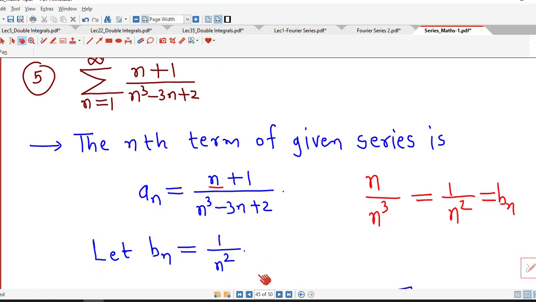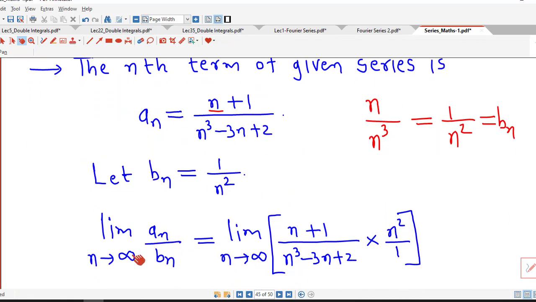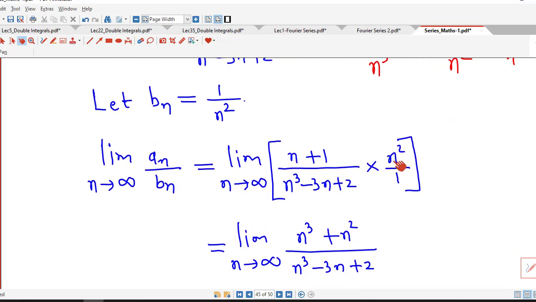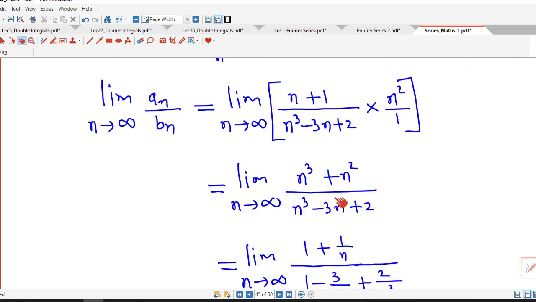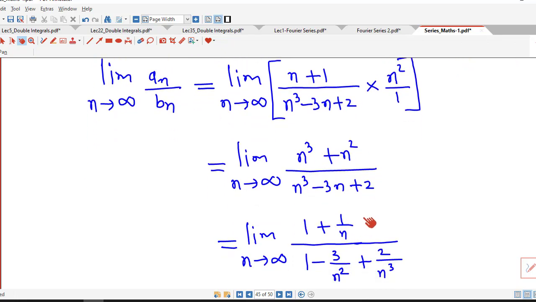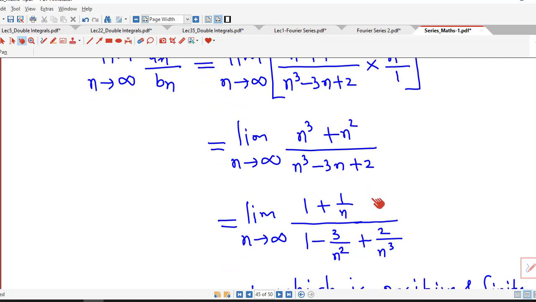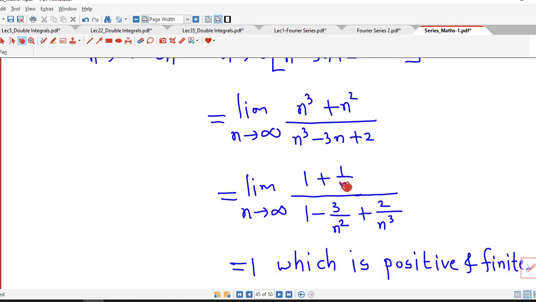So we take bn equal to 1 by n square, and then we consider the limit of an over bn as n tends to infinity. an is (n plus 1) over (n cube minus 3n plus 2), and 1 by bn is n square. So we multiply n plus 1 with n square and we have (n cube plus n square) divided by (n cube minus 3n plus 2). Now we divide numerator and denominator by n cube. So we have 1 plus n square by n cube, which is 1 by n, and in the denominator 1 minus 3 by n square plus 2 by n cube. If we consider the limit as n tends to infinity, we have 1 plus 0, that is 1, and here also 1 minus 0 plus 0, which is 1.